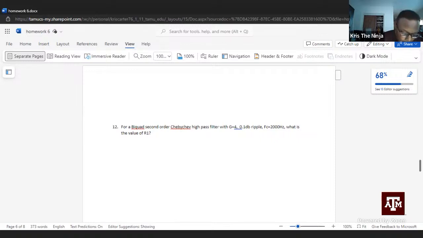So R1 in this case is a lot neater than it was for the other filters. So that's B over A times K, which is the gain, times omega C times C. It's just like that, trust me. So C is found with 10 over 2000, and that's in microfarads.